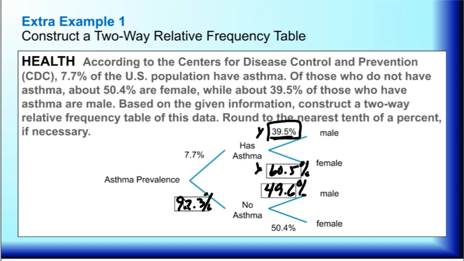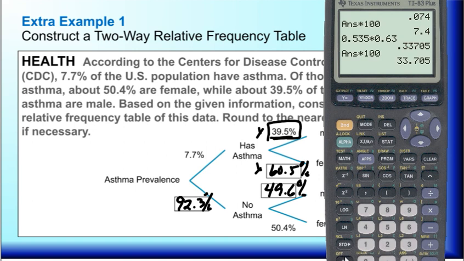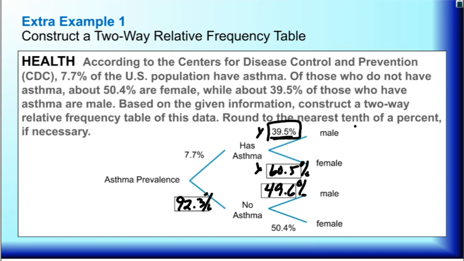So to do that, I would take 0.077. Let me put my calculator up here so then you can see doing that. So I'm going to take 0.077, so that's my 7.7%. I'm going to multiply that by 0.395. And then if I multiply that by 100, I get 3.0. So 3.0 would be the number of males who have asthma.